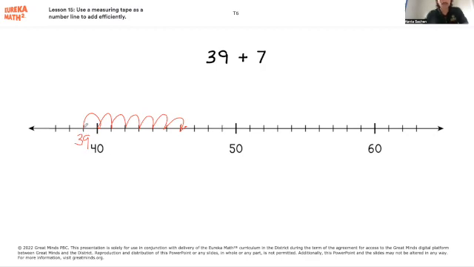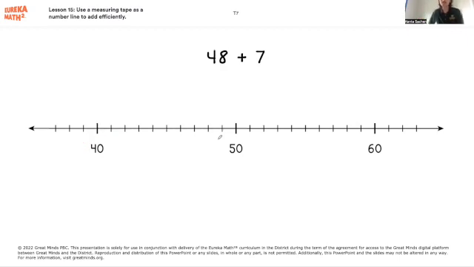Well, what is this number? We can always count from 39 and say 40, 41, 42, 43, 44, 45, 46, right? Or we can start at 40 and count up from here too. 41, 42, 43, 44, 45, 46. So 39 plus 7 is equal to 46. It's kind of similar to when we count up with our hands, but this number line can really be helpful too.